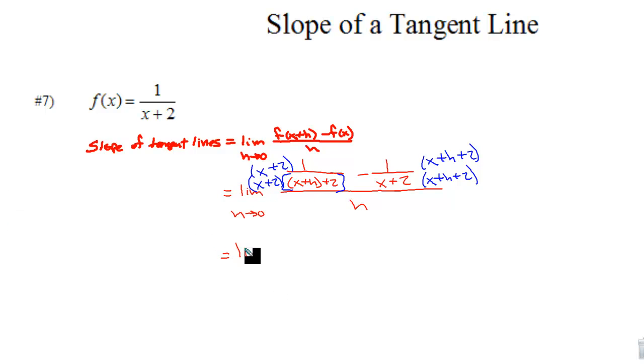That gives us the limit as h approaches 0. This first fraction, the numerator is x plus 2. Denominator, do not multiply the denominator, even if it's in the numerator of the denominator. Even if it's in the denominator of the numerator.